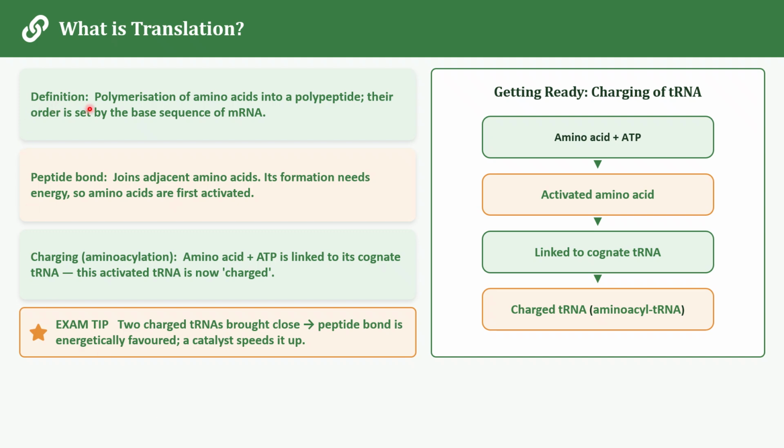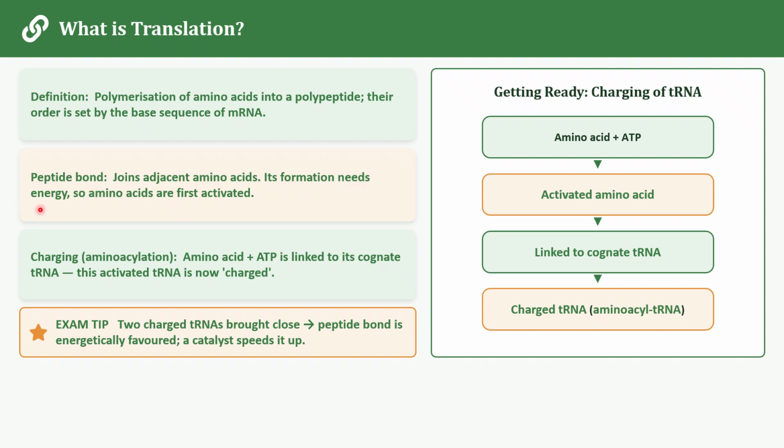Translation is the polymerization of amino acids to form a polypeptide chain. The sequence or order in which these amino acids are arranged in the polypeptide is determined by the sequence of bases present in the mRNA. The amino acids are joined together by a special chemical bond called the peptide bond. And forming the peptide bond requires some energy.